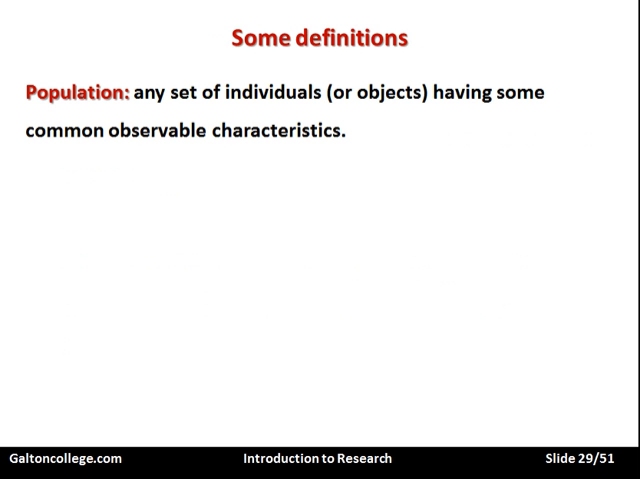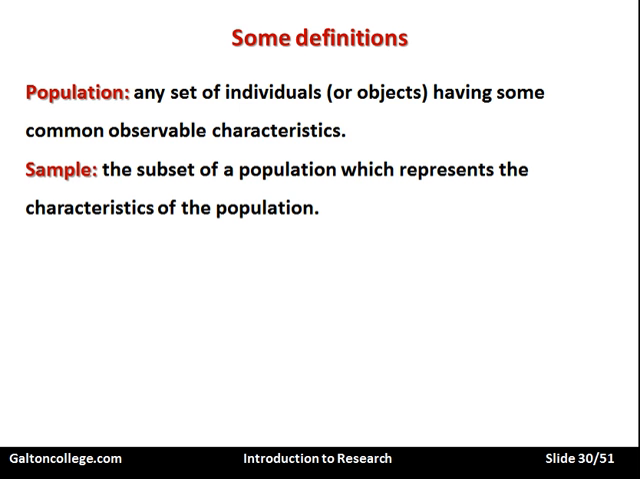Let's look at some definitions. First of all, a population, well, that's any set of individuals or objects having some common observable characteristics. That's what we mean by a population. So there could be the population of cars in the country, or the population of television sets in the country. It's the number of objects with some certain observable characteristics. A sample is a subset of the population which represents the characteristics of the population. So a subset of cars could be sports cars.